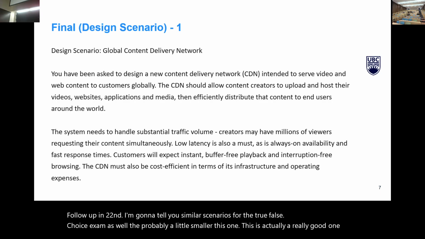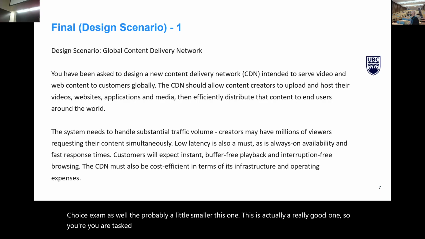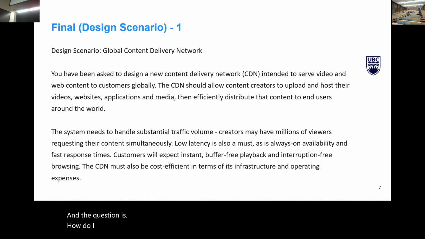So you are tasked with designing a global content delivery network. And the question is, how are you going to approach this problem? Because remember, I have said all along, I think that being able to analyze and design the solutions and reason about them is much more useful as a set of skills than being able to hack together some crappy code for an auto grader.